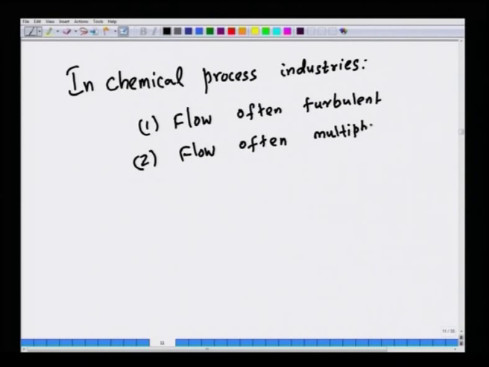by which I mean you may have a flow of a suspension of solids and a fluid together. Okay. And we may have to estimate the pressure drop to make such a complex suspension flow in a pipe, for which we cannot use the differential balance, because differential balances work only for a simple Newtonian fluid. Okay.